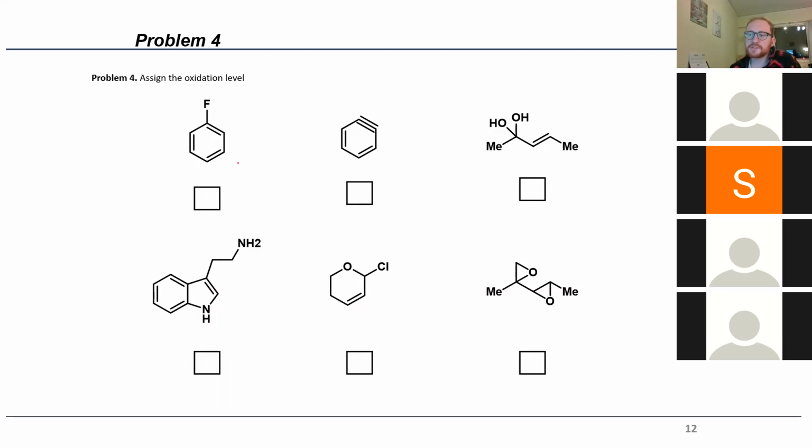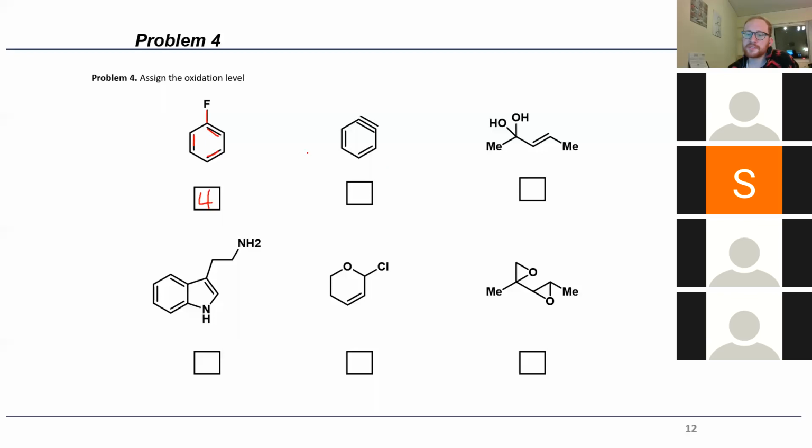Okay, let's talk about these. We can go through them together. You can just post your answers in the chat. What did people get for this first one? Yeah, so I'm seeing a lot of 4s. So I saw 1, and we're going to count the double bonds in the aromatic ring as oxidation levels. So you have 1, 2, 3, 4. So it should be 4.